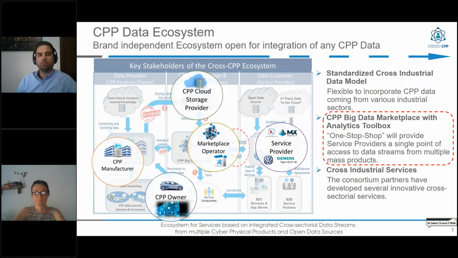So this is just an overview of all the stakeholders mapped on the whole architecture here. Meaning that we have the CPP manufacturer for sure, which we have to take care of. We have the cloud storage provider, we have the marketplace operator, we have the owner of the IoT devices, and then service providers.